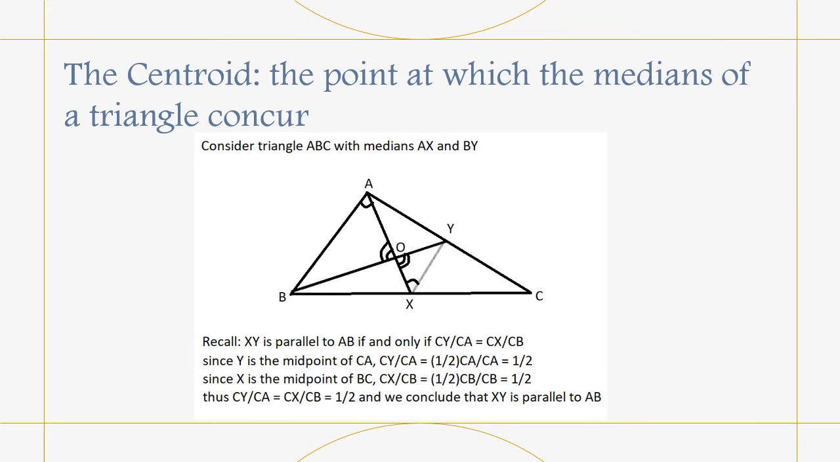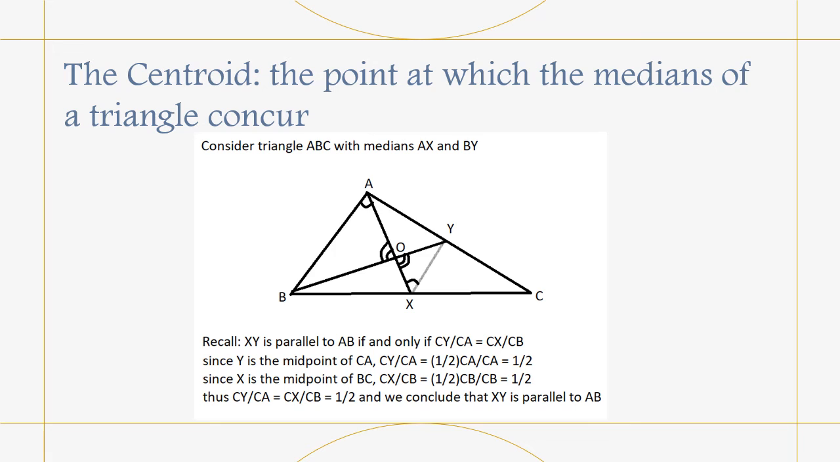We now introduce the centroid, which is the point at which the medians of a triangle concur. Remember that the median of a triangle is the line from a vertex to the midpoint of the side opposite to that vertex. To prove some properties about the centroid, we will begin with this proof. Consider the triangle ABC with medians AX and BY drawn in.